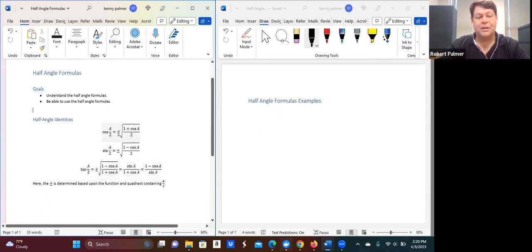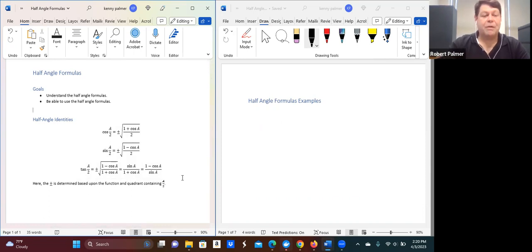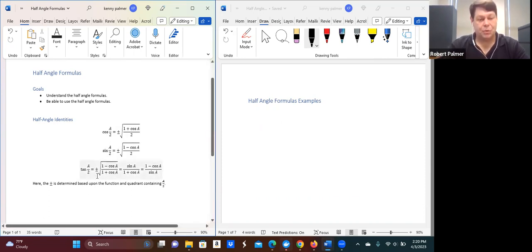Now, if you notice, in both the sine and the cosine, and in the first one for the tangent, you have a plus or minus. This is something you may not have seen before in an identity or a formula. Basically, you have to determine which one, plus or minus, you use. Determine that based on the trig function itself, cosine, sine, or tangent, and also the quadrant the angle A over 2 is in. Knowing those two things, you can decide whether it should be plus or minus.